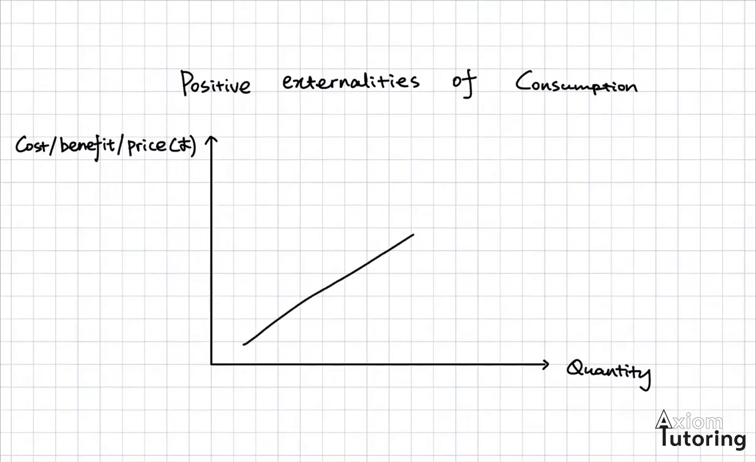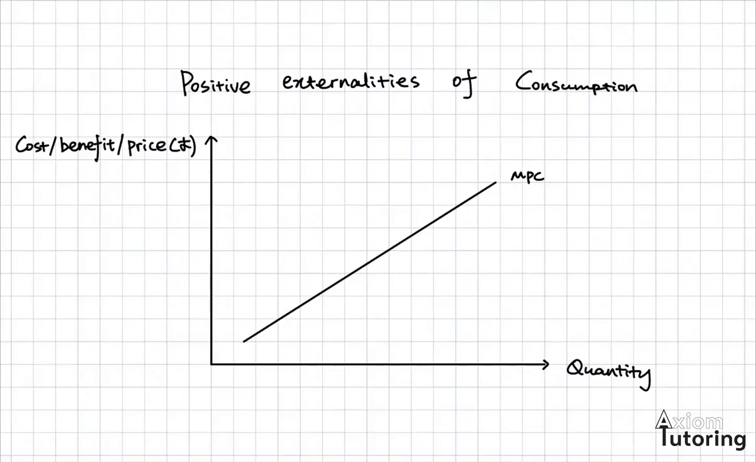I'm now drawing this upward sloping curve labeled as MPC, which stands for marginal private costs. And marginal private cost refers to the cost faced by producers when producing one additional unit of the good. For vaccinations, this includes medical staff, equipment, vaccine production, and distribution costs.